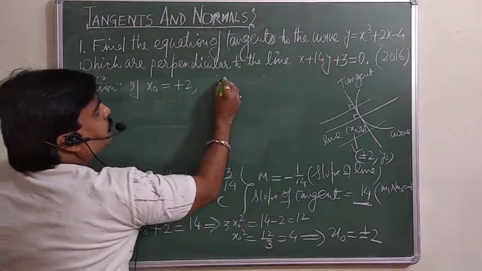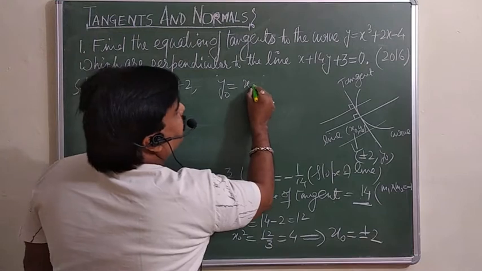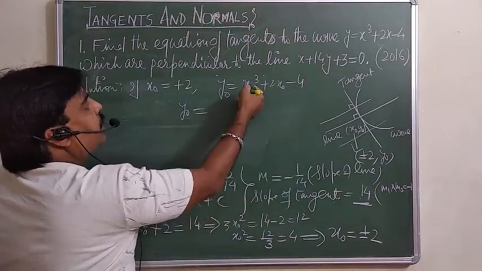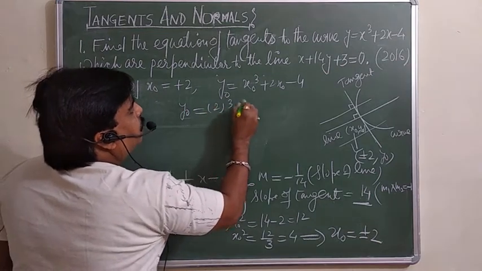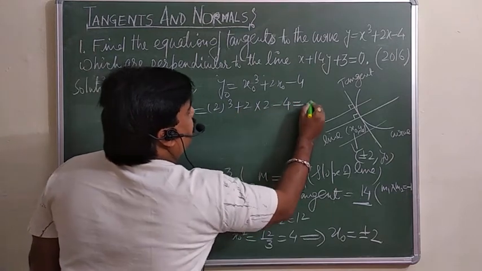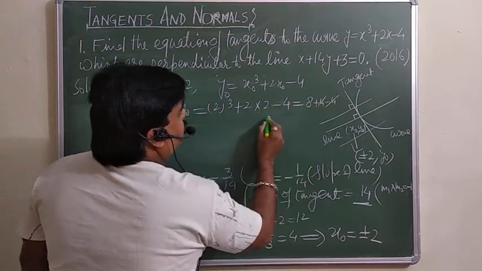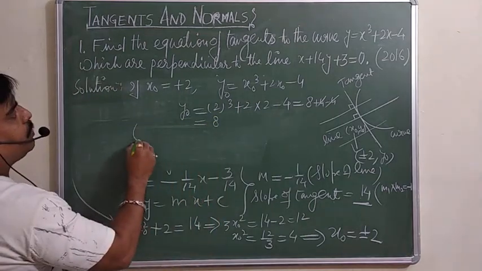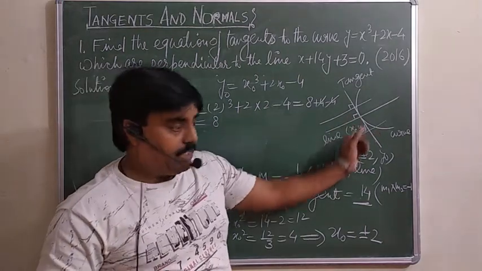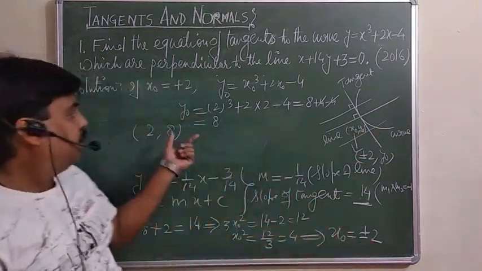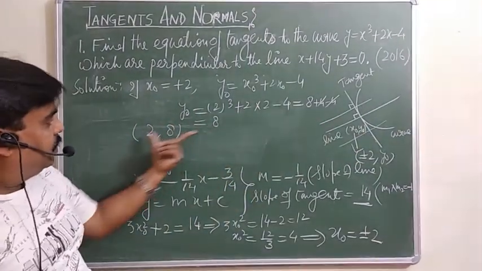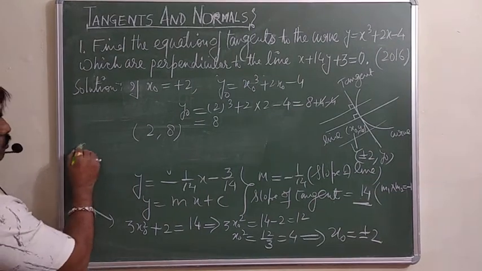So y0 is x0 cube plus 2x0 minus 4. So y0 is equal to 2 whole cube plus 2 into 2 minus 4. So this is 8 plus 4 minus 4. So you are getting 8. So your coordinate will be 2 and 8. This is for the first tangent, if x0 is plus 2. If your coordinate is (2, 8), you can find the equation of the tangent.